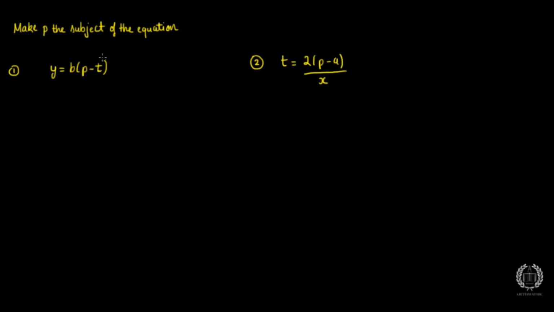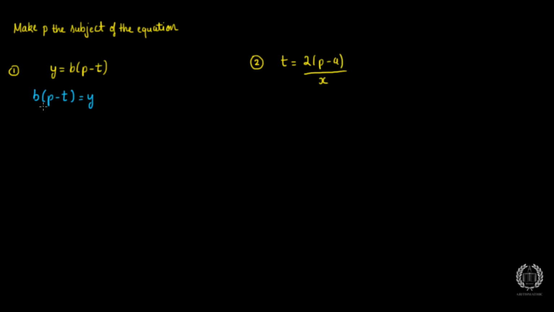Make P the subject of the equation. So we have two separate questions here, and we want to make P the subject. So I'm going to look at this one first. Now, because I want to make P the subject, what I can do first, and this is up to you, but just so that it makes it easier for you guys to understand, I'm going to write P: b(p - t) = y. Right, so I'm taking this and moving it to the left side, I'm taking this and moving it to the right side. They're the same thing. Now, because I want P the subject, there's two ways you can go about doing this, and I'll show you both ways, and then you can pick which one is your favorite.